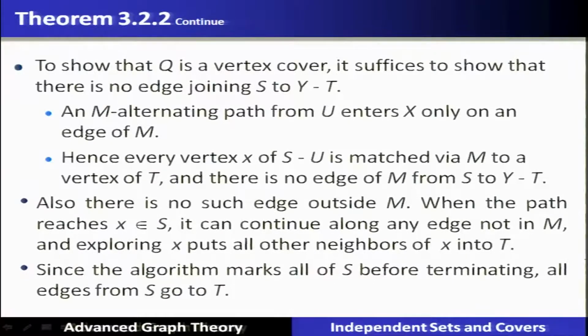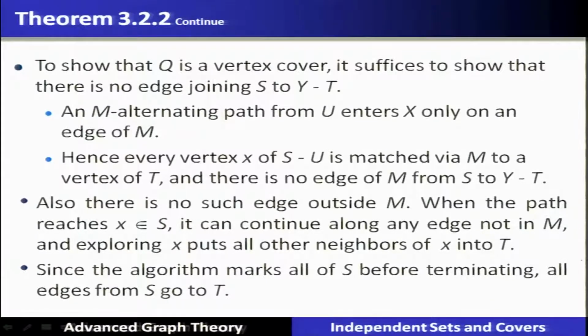An alternating path from U enters X only on an edge in the matched edges. Hence, every vertex of S minus U is matched via M to a vertex of T, and there is no edge of M from S to Y minus T. Also, there is no such edge outside M when a path reaches X. It can continue along any edge not in M, and exploring X puts all other neighbors of X into T.